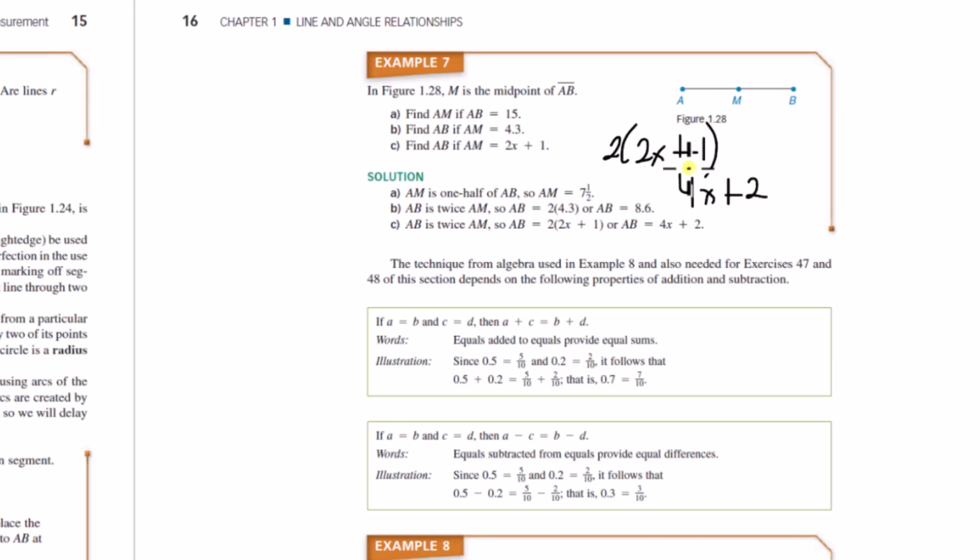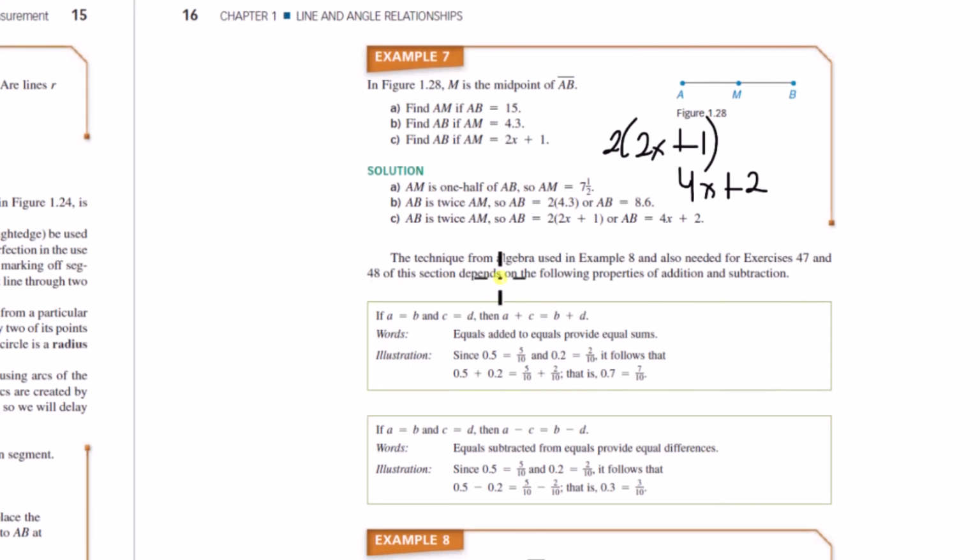But there's a variable in it. You're saying that AM is not set yet until you pick an x. So if I said that x is going to be 3, that means the length of AM is 3 times 2, which is 6, plus 1 is 7. So the length of AB is 14.